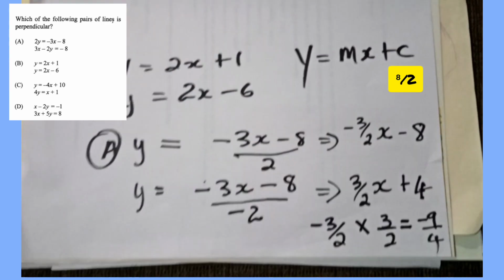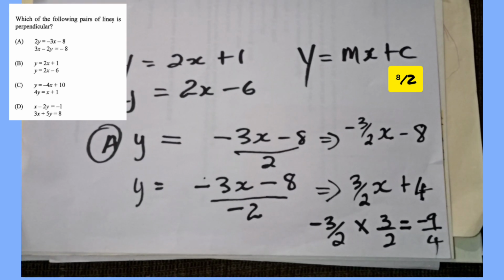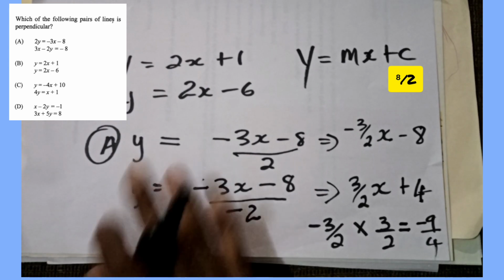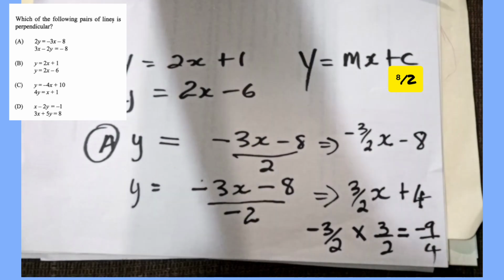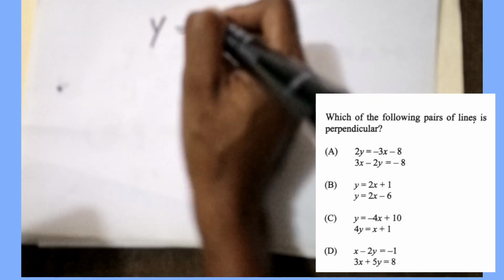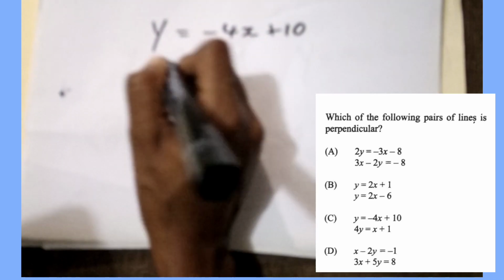Now students, you have to make sure you can work these equations as quickly as possible because you don't want to be wasting time working all of them. So make sure you know how to quickly solve these types of equations or to quickly identify the gradients, so you can multiply the gradients to see which will give you negative 1.